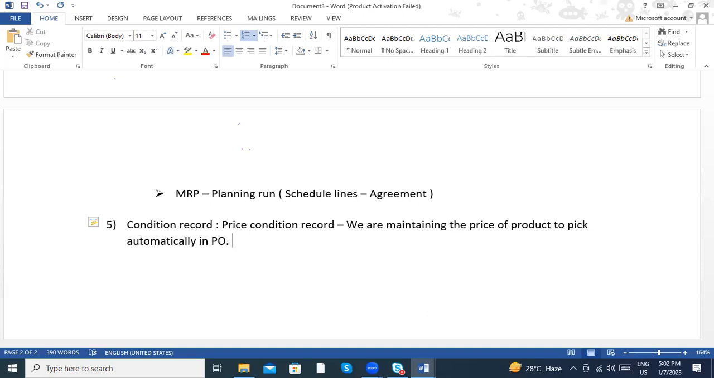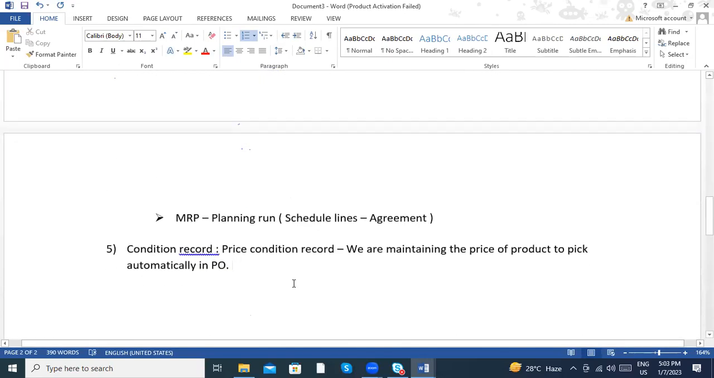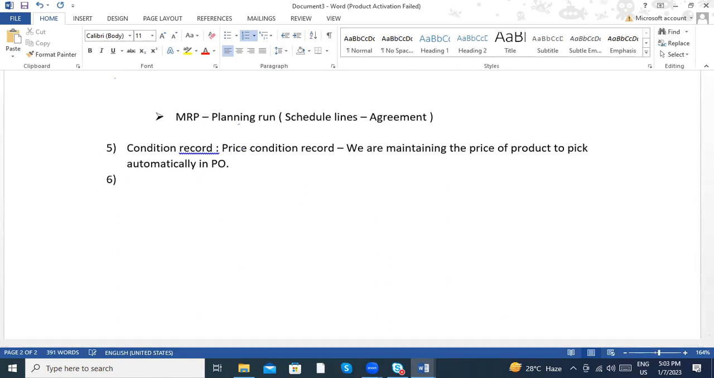So in the condition record, what will happen? We'll be maintaining the price of the product for when it is changed. It may be changed randomly or regularly. It will be changed based on that. Clear? And coming to the quota arrangement.